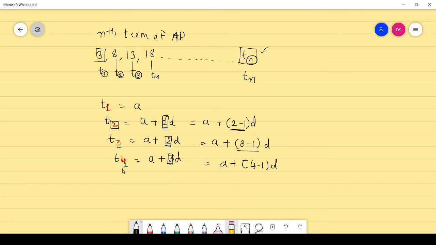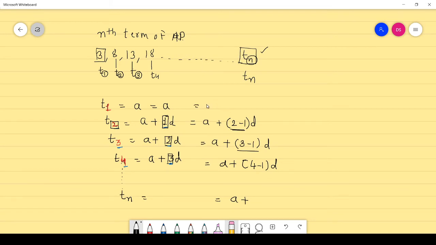Similarly, if I move up to an, what nth term can I get? As I wrote T4 here and a 3 here, T4 is a plus 4 minus 1 d. T3 is a plus 3 minus 1 d. T2 is a plus 2 minus 1 d. You can even write the first term also. What is it?